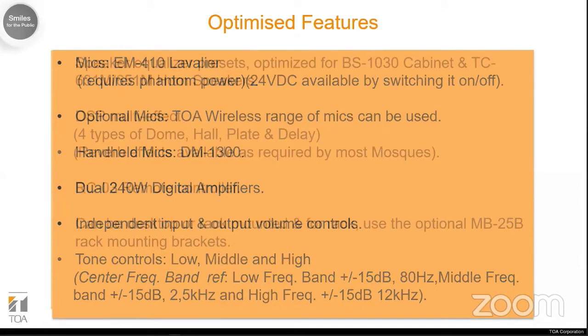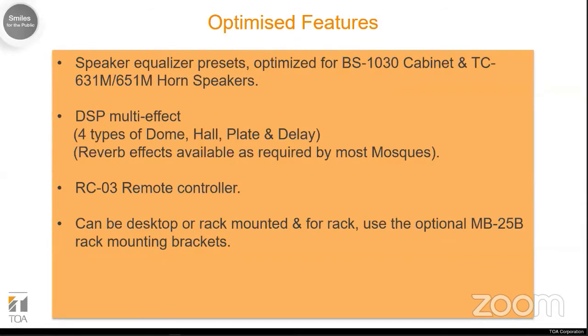It comes with speaker equalization presets. 12 of them are available. I will show you later on how to do these 12 presets. These speaker equalizer presets have been optimized for the TOA BS1030 speakers as well as for the TC631M, which is our TOA 30-watt 100-volt line speaker, as well as the TC651M, which is our 50-watt TOA 100-volt line speaker.